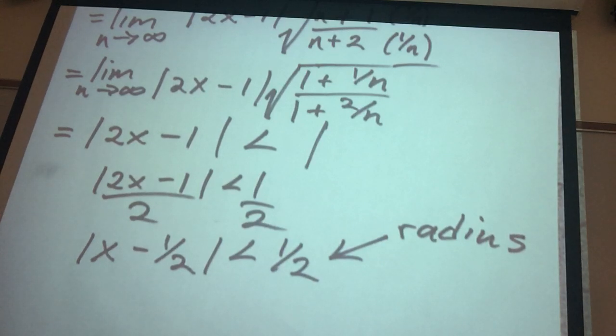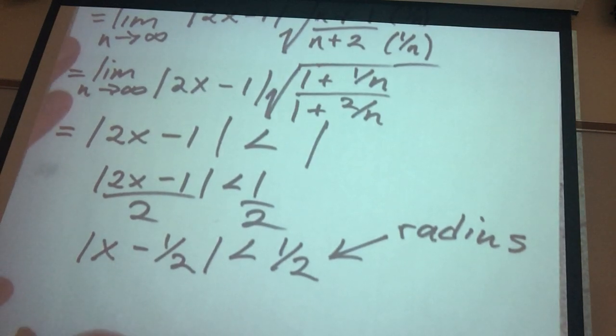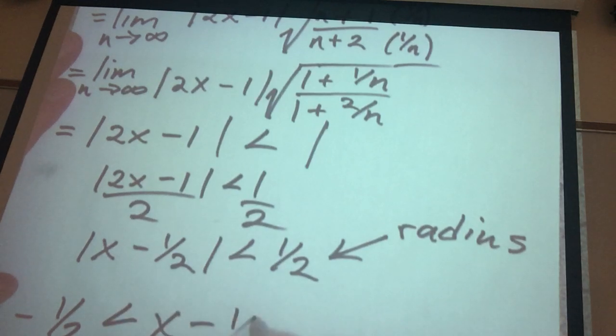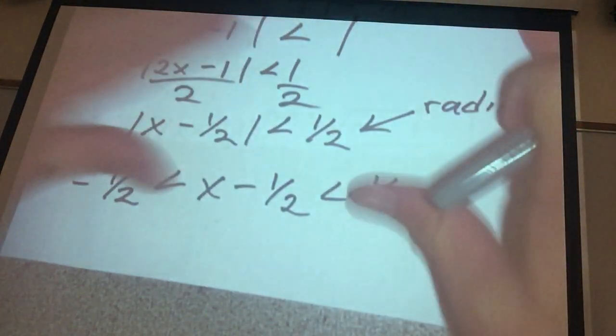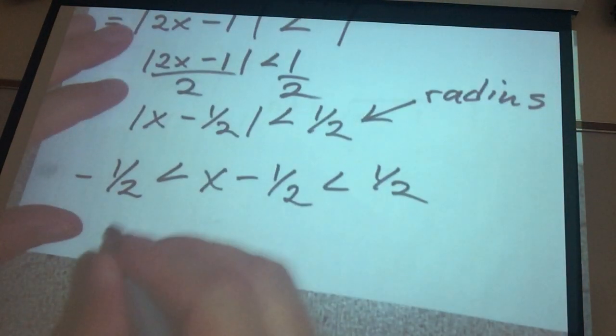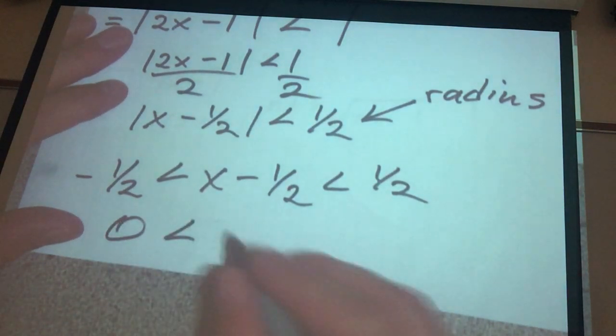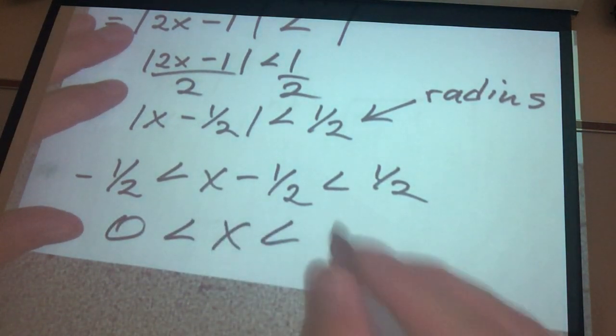So this would give us that negative 1/2 is less than x minus 1/2, which is less than 1/2. And then if I add 1/2 to everybody, we end up with 0 is less than x, which is less than 1.